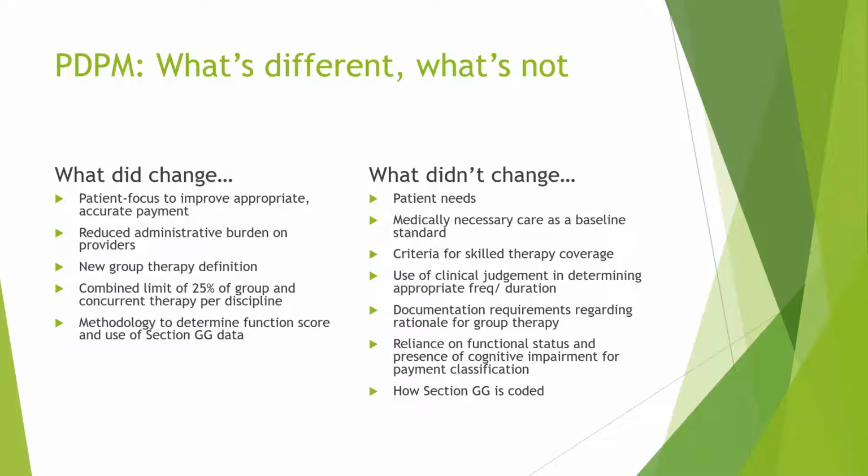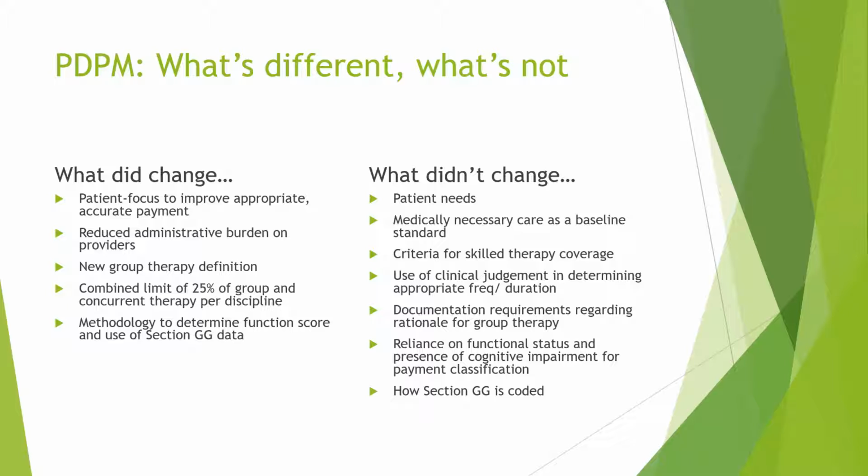And then on the right-hand side, what didn't change? Patient needs. We need to base our care and our therapy on the patient's needs. We're still looking at medically necessary care as a baseline standard. We want to know what the criteria is for skilled therapy coverage, and it doesn't change whether we're using RUG levels or PDPM. The use of clinical judgment in determining appropriate frequency and duration: the therapist still has to put on their clinical reasoning hat to determine what's best for the patient in front of them.